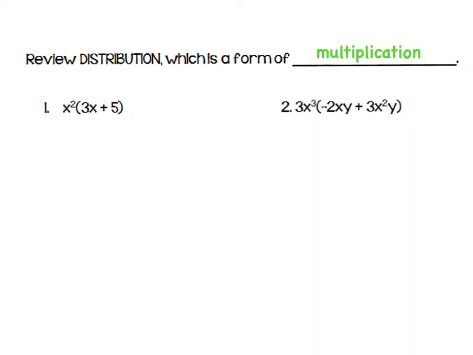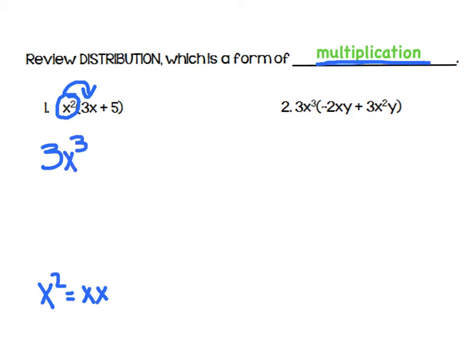So let's review distribution, which you know is a form of multiplication. Number one here, I have x squared, which is outside the parentheses. I'm going to circle that because that's what I'm distributing, or multiplying, to everything inside the parentheses. So x squared, or 1x squared, times 3x is, well, 1 times 3 is 3. How many x's do I have? Hopefully you're not saying 2, because remember, x squared means 2 x's. So there's actually 3 of them, so it's x to the third power.